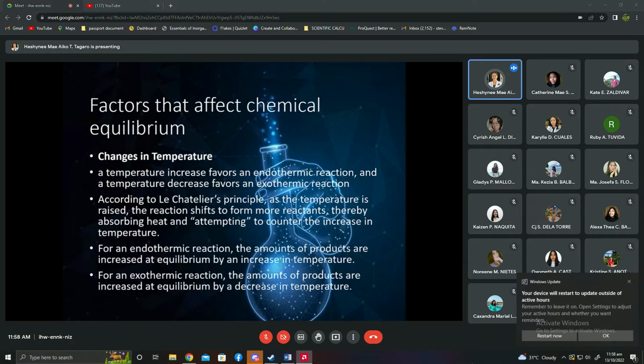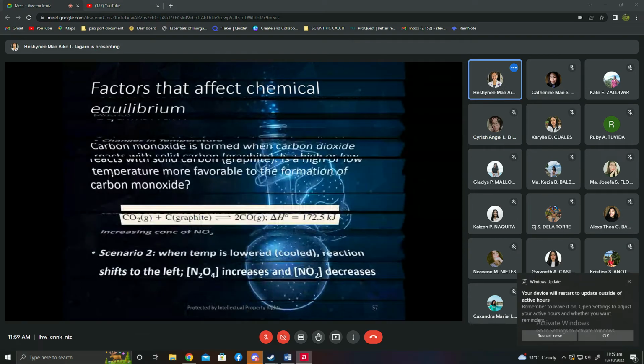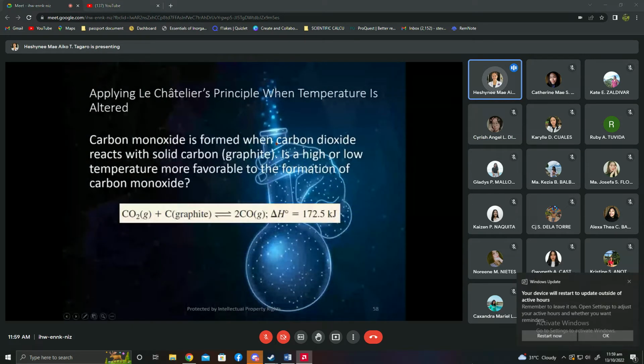Alright? Let's have another example. Carbon monoxide is formed when carbon dioxide reacts with solid carbon. Is a high or low temperature more favorable to the formation of carbon monoxide? So how will you know if the reaction is exothermic or endothermic, if you don't see any heat?